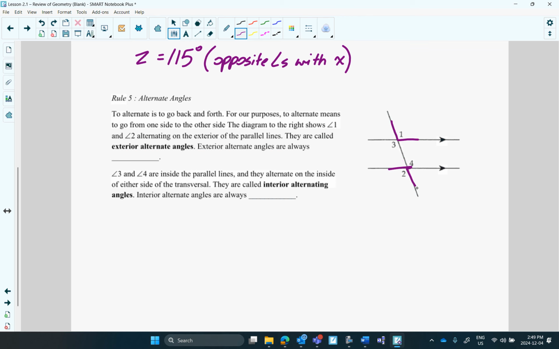Those 2 angles look like they are equal. What do they look like? 1 and 2. Do they look like they're the same? Yes, they do. They're equal.